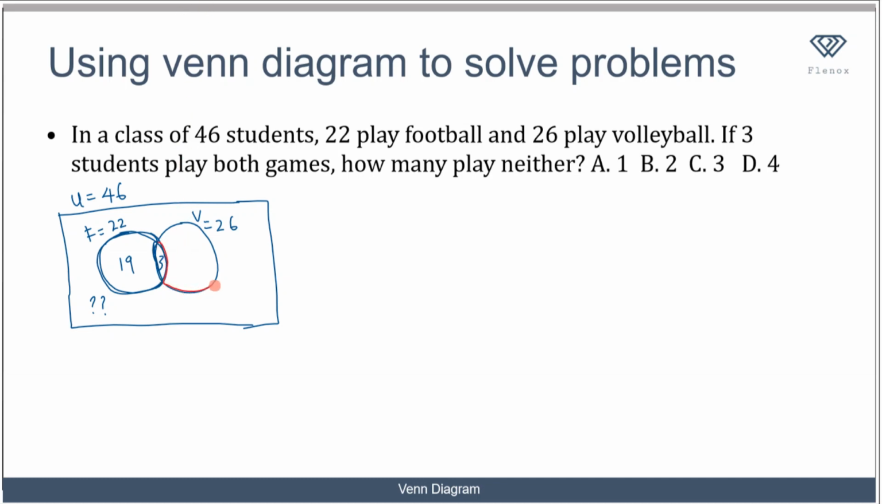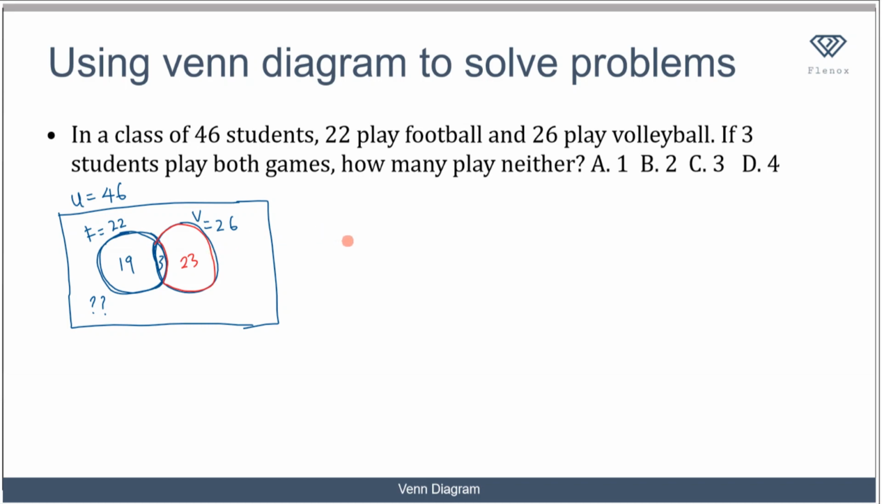So I just have to subtract 3 from 26, and that gives me 23. So what does this mean? It means that out of the 26 students that play volleyball, 23 of them play volleyball alone, while 3 of them play both football and volleyball.